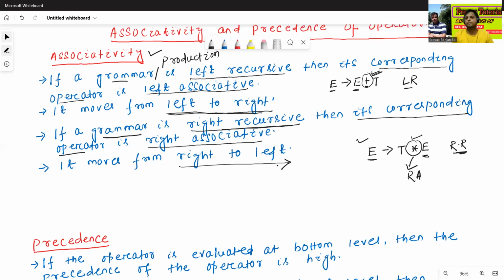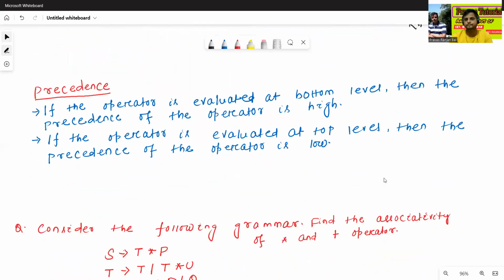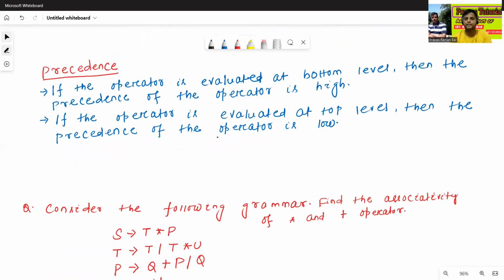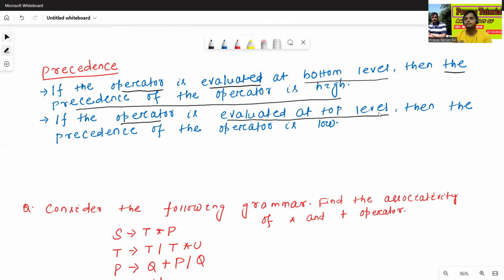Okay, now we'll discuss the precedence of the operator. What is the meaning of precedence? If the operator is evaluated at the bottom level, then the precedence of the operator is high. If the operator is evaluated at the top level, then the precedence of the operator is low.